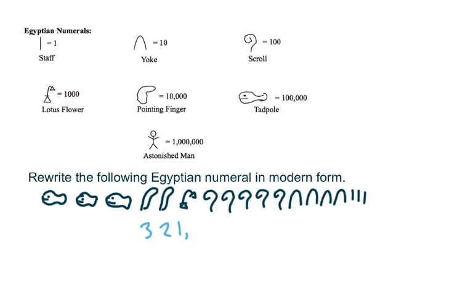We count them, 1, 2, 3, 4, 5. That would be 500. And then some yolks, 1, 2, 3, 4, that represents 40, 540, and finally 3 staffs or tally marks. This number represents 321,543. It's a lot of symbols to represent that number. It is, however, very artistic looking, and a whole lot better than 321,543 individual tally marks. That would have been pretty outlandish.